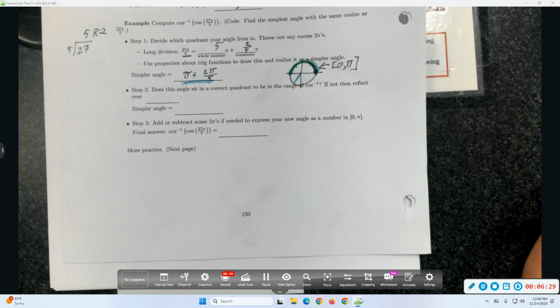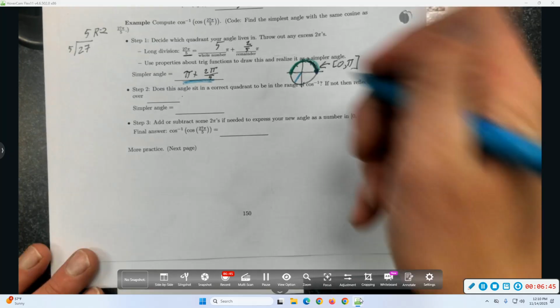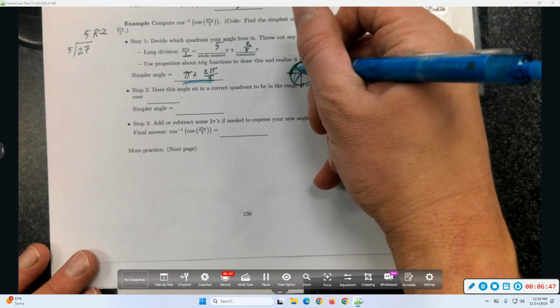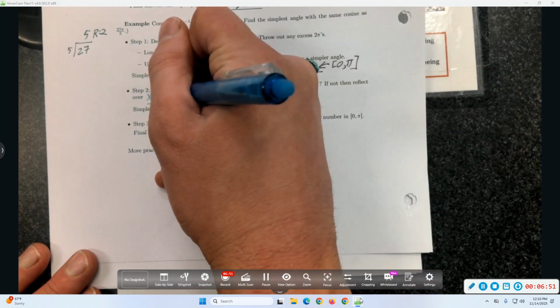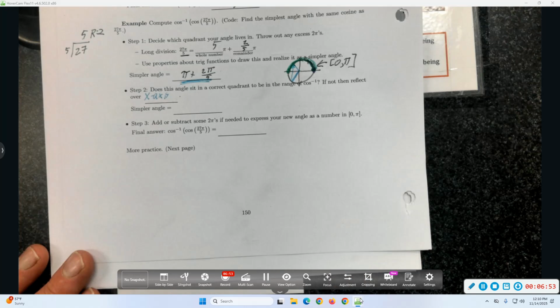So I need to find a new angle which has the same cosine, so the same x value, but lives in quadrant 1 or quadrant 2. So what should I reflect that thing over? X. Yeah, reflection over the x-axis. Do the reflection that changes the y value. So you reflect it over the x-axis. So that new angle, after you do the reflection, that's the angle that I want.